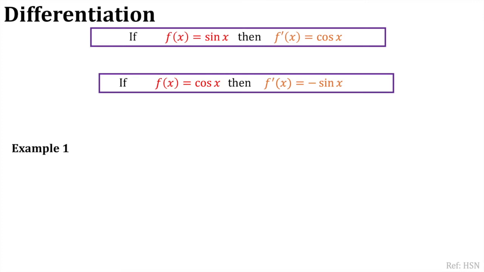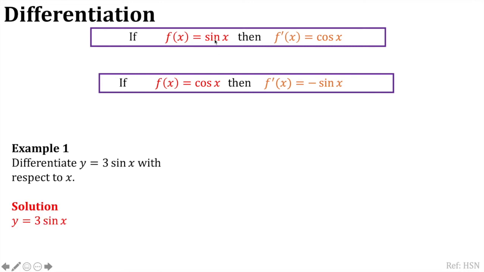So example 1 then, we want to differentiate y equals 3 sin x with respect to x. So we know that sin x differentiates to give us cos x, so that must mean that y equals 3 sin x, the derivative dy by dx is 3 cos x. And that's our final answer. Now this probably seems quite short in comparison to some of the other more complicated algebraic expressions that we've been differentiating, and you're probably right at this stage. This is a bit shorter at the moment.